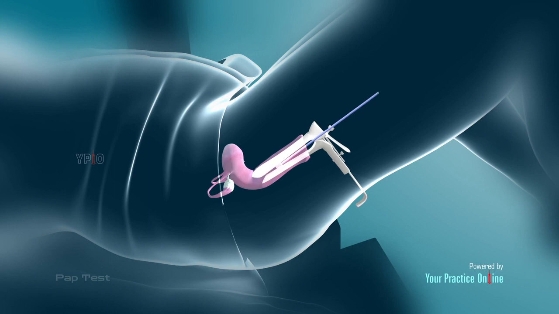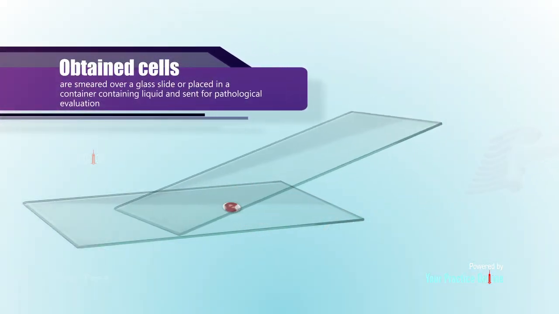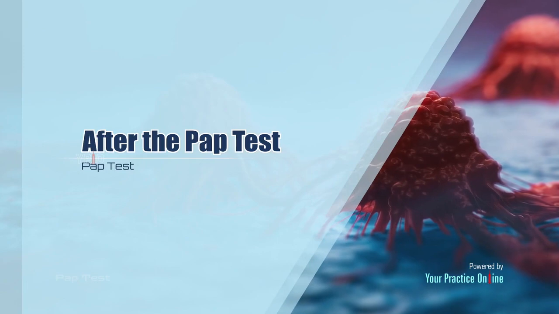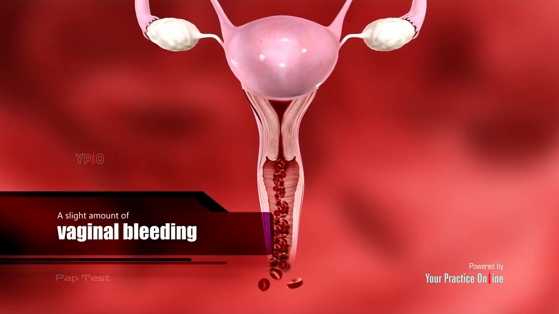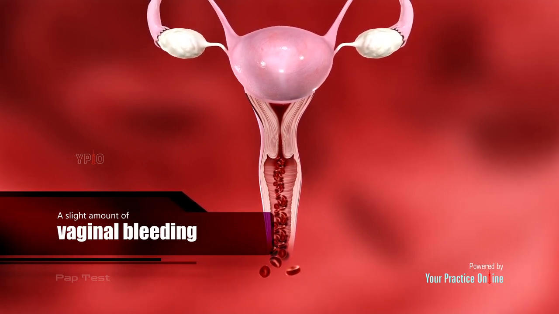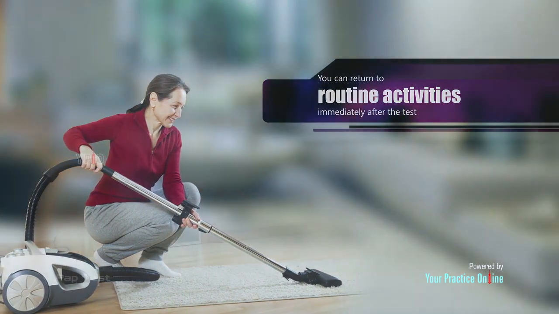The speculum is then gently withdrawn. The obtained cells are smeared over a glass slide or placed in a container containing liquid and sent for pathological evaluation. After the Pap test, you may experience a slight amount of vaginal bleeding. This is considered normal and will stop on its own. You can return to routine activities immediately after the test.